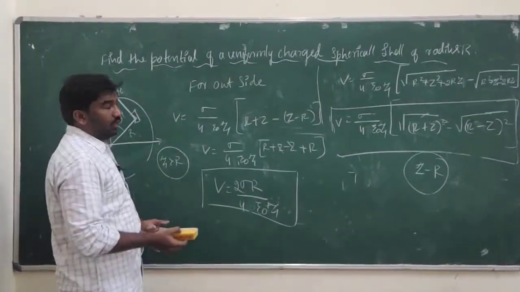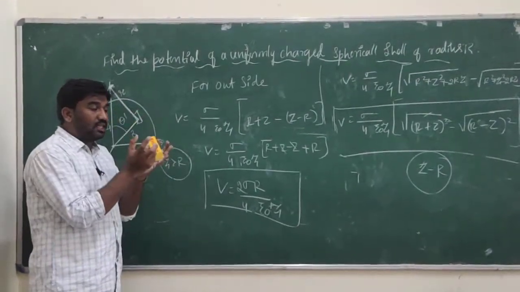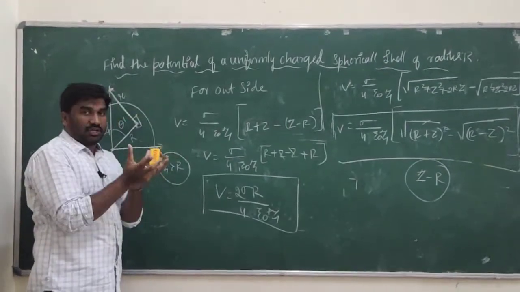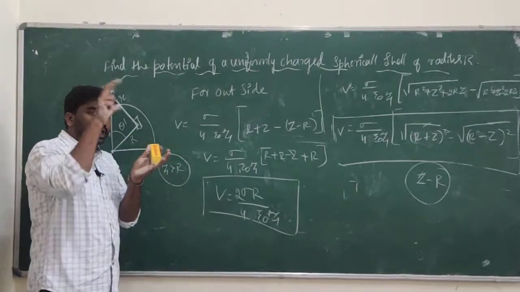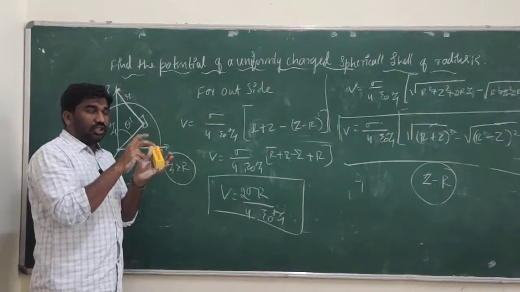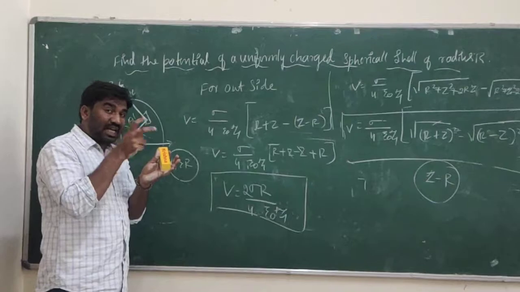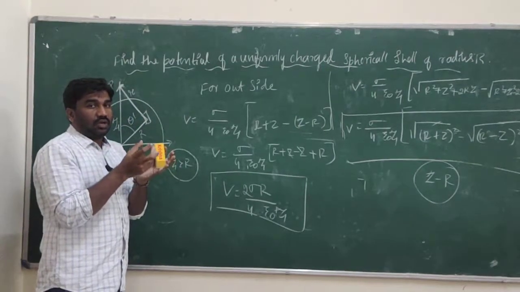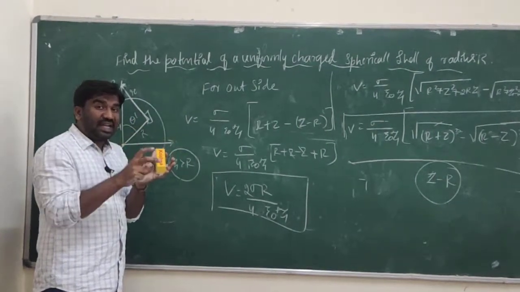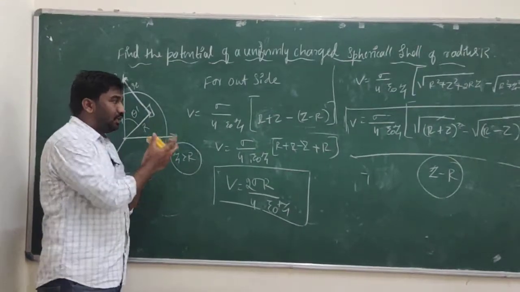Next condition. Now I am going to calculate the potential inside the spherical shell. The charges are distributed outside, but now I am going to calculate the potential inside. We know that if the charges are distributed outside, the electrostatic field is 0 inside the hollow spherical shell. But let's see the potential.